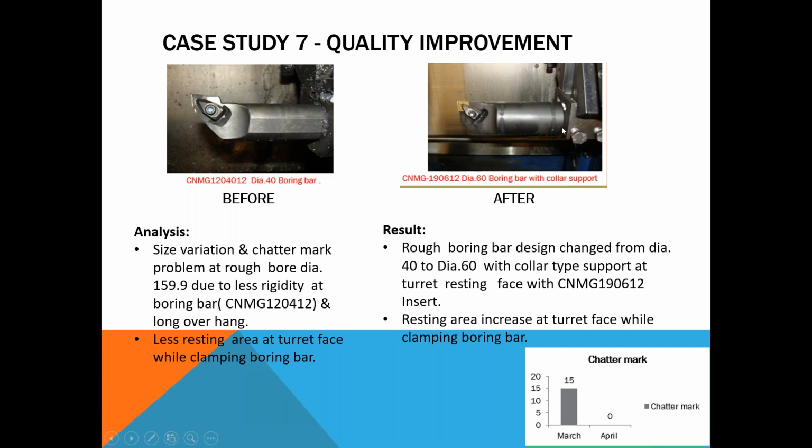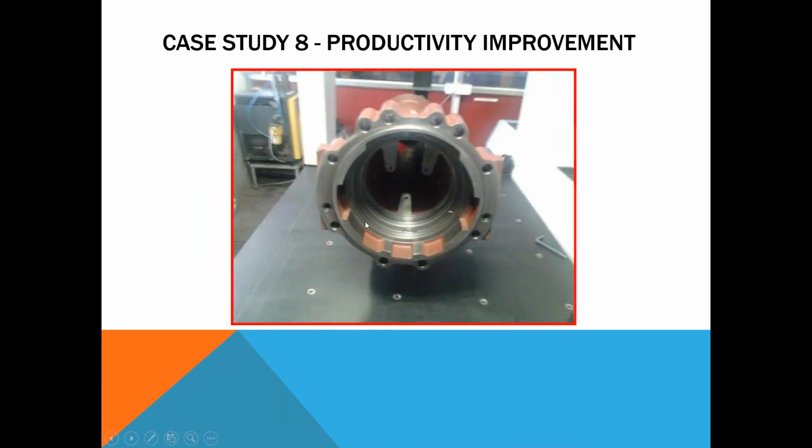So we have supported this with the collar, so that every time it is resting at the same place, the rigidity is increased, and that is why the variation and chatter marks have gone. You can see this has been conducted very recently. In March, there were 15 jobs rejected for chatter marks. In April, 0. May and June also it is 0. This was very recently conducted in one of the factories.